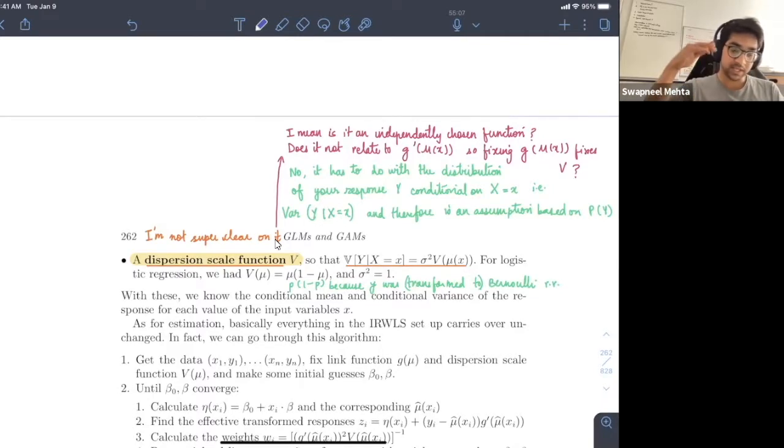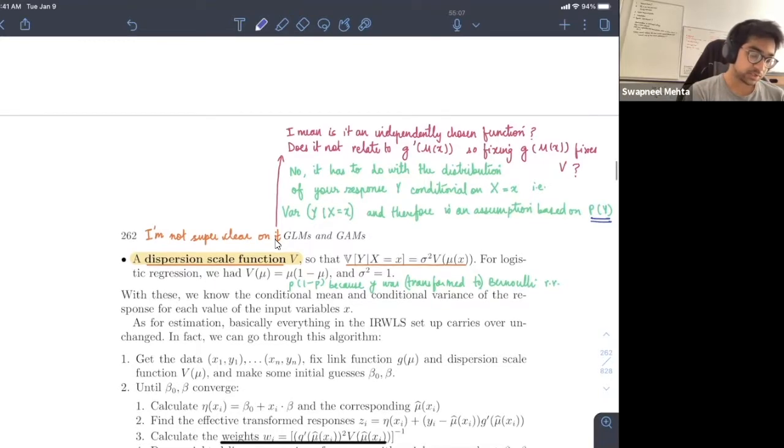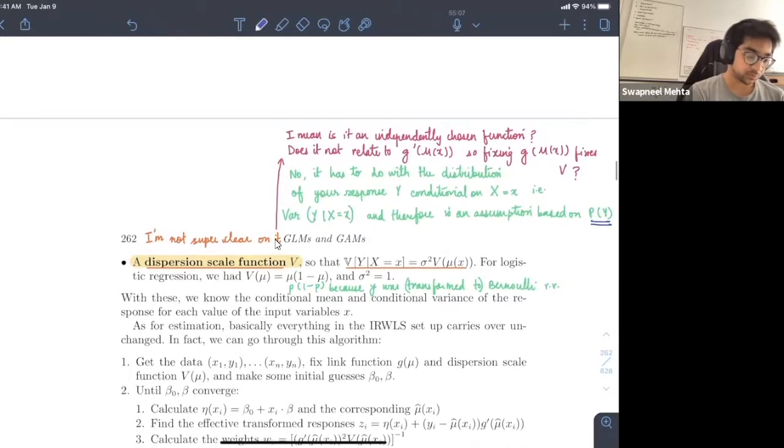This dispersion scale function V(mu) equal to mu times (1 minus mu) or whatever, is based on what model you assume for y. You arrive at this variance of y given x, which has to do with this g dash times this mu. Basically, this assumption comes from what your assumption on p of y is. In the logistic regression case, we had V(mu) equal to mu times 1 minus mu.